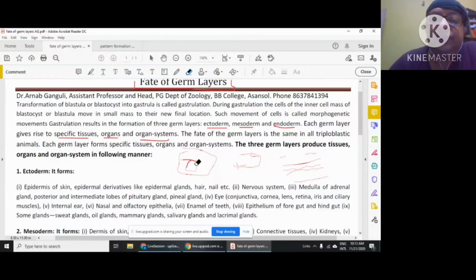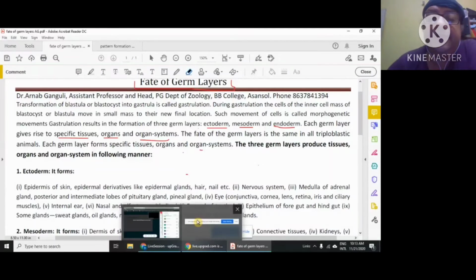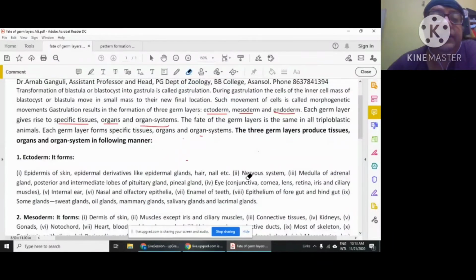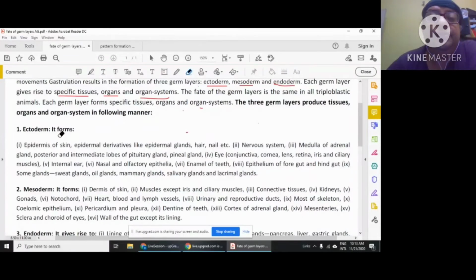And what you have to study is the fate, what finally happens to the ectoderm, endoderm, and mesoderm. That's what you need to study. So, what tissues, organs, and organ systems do they produce? First is the ectoderm. What does the ectoderm form?